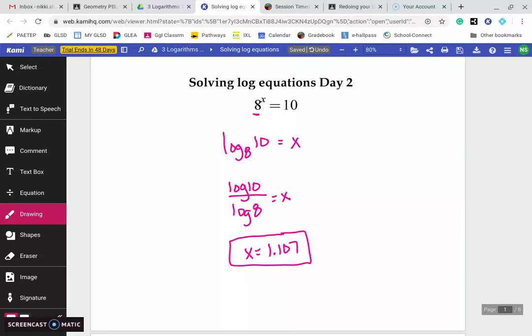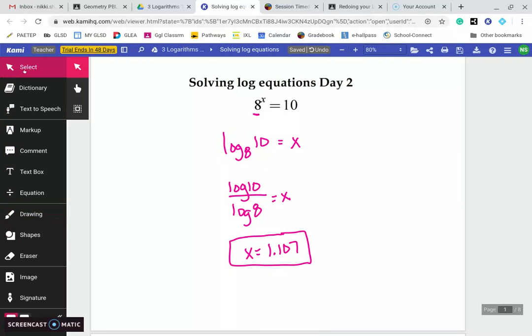And you can always test this. You can plug it back in. You can take 8 to the 1.107, and you should get something around 10. It's not going to be exactly 10 because we rounded the decimal. We cut it off. If you would put that whole long decimal in there for x, then you would get exactly 10. But since we cut it off, it'll be something close to 10. But you can check that.